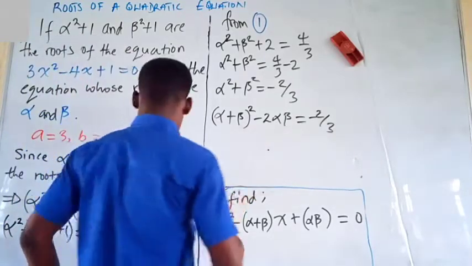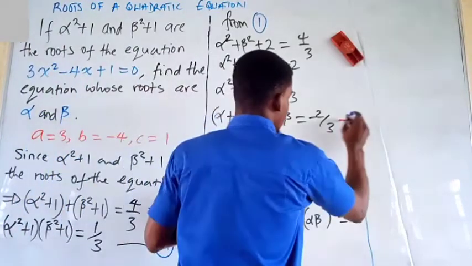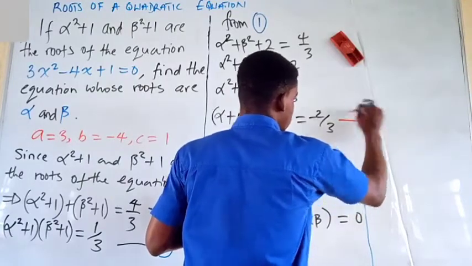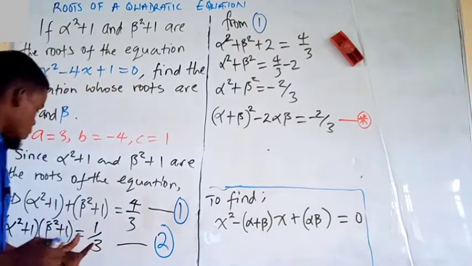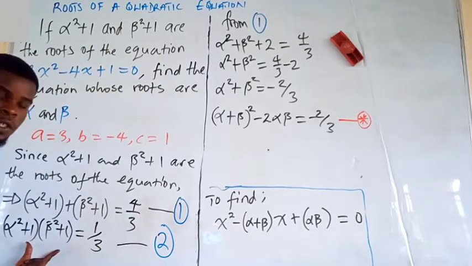Maybe I just call this something, maybe I just keep it somewhere. I just call it star, like this, using the red ink. I will also refer to the second equation, equation 2.